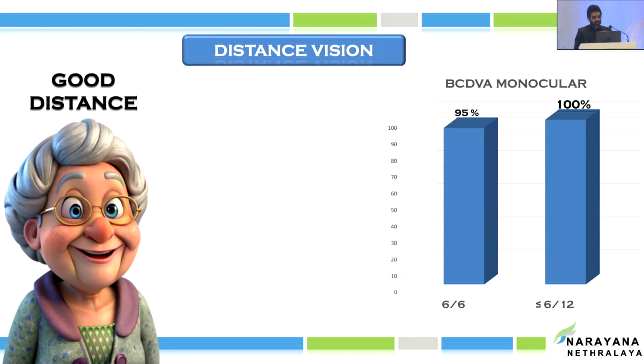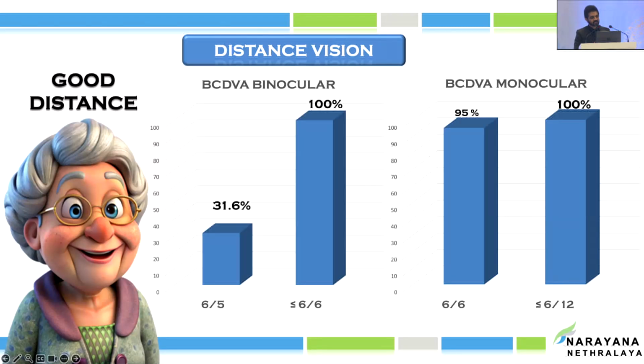Next, this is best corrected distance vision, monocular. About 5% of the eyes had some amount of amblyopia. But if you look at the same set of patients binocularly, 100% were 6/6 or better, and 31.6% of the patients were 6/5. See how beautiful the binocular vision is, even though 5% of the eyes had some amount of amblyopia.